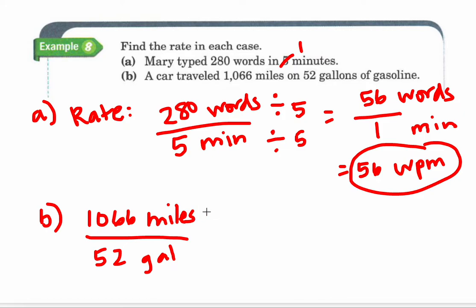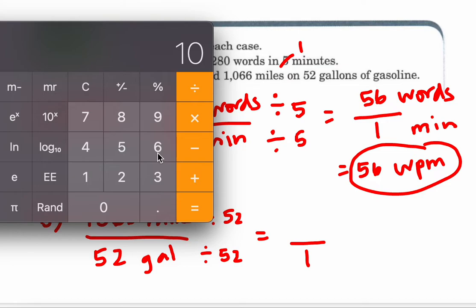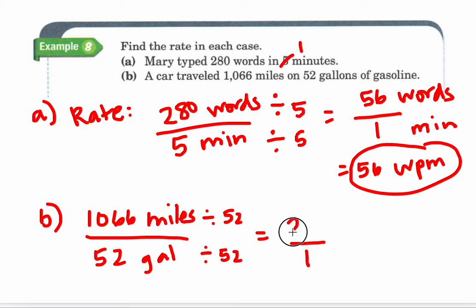Okay, so we are going to divide by 52, top and bottom, because we want the bottom one to end up as 1. 52 divided by 52 is 1. And then on the top, the numerator, 1,066 divided by 52 is 20.5, or 20 and a half.